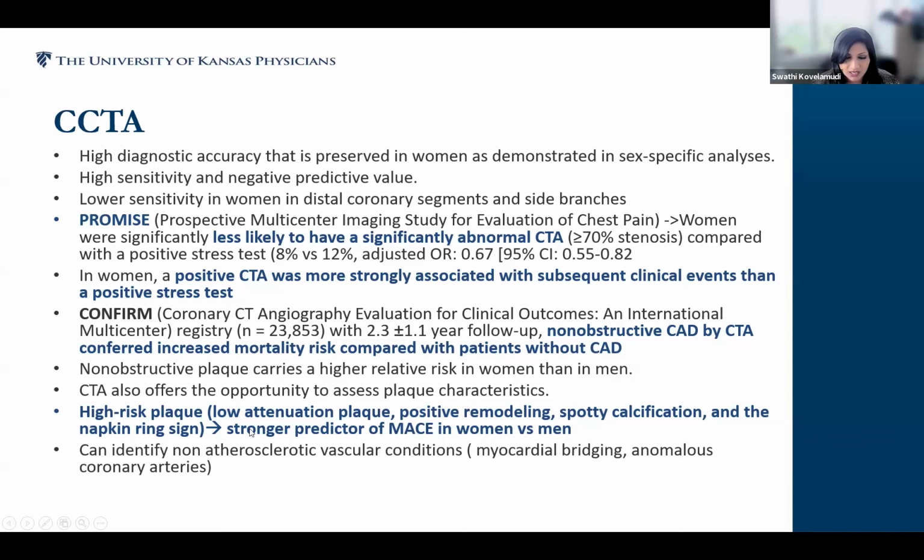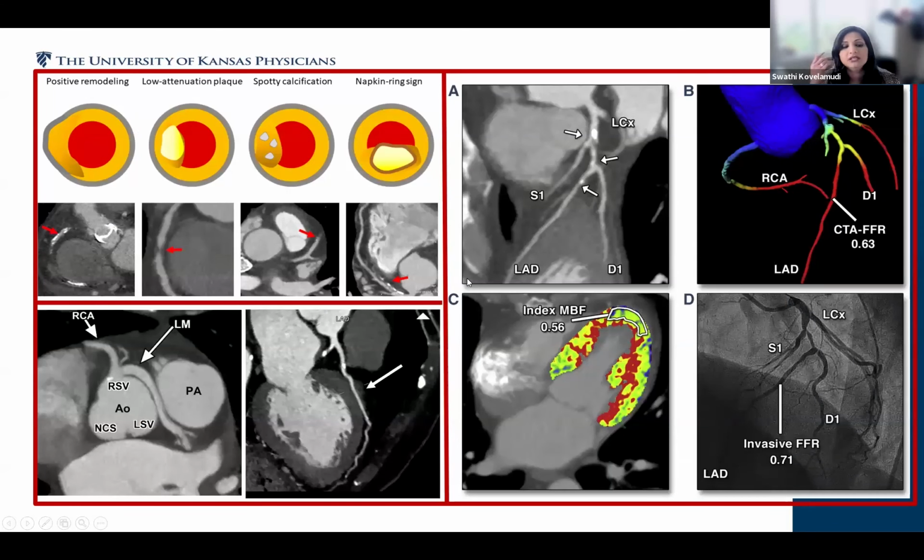So what is high risk plaque? If it has low attenuation, if there's spotty calcification, or the napkin ring sign. And these can also help tell you whether your patient is at higher or low risk of developing an MI in the future. The other benefit with CTA is we can do essentially CT-FFR, which is basically assessing physiological drops in blood pressure across a stenosis in question.